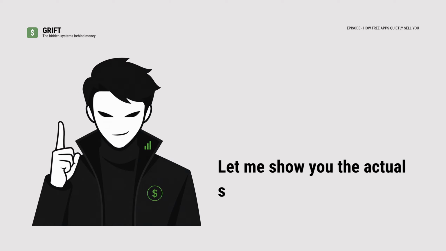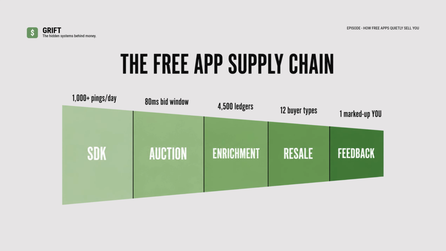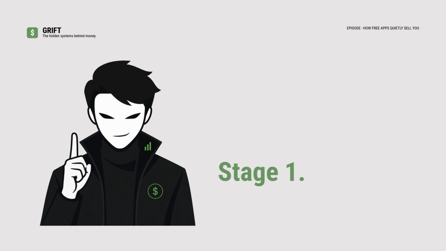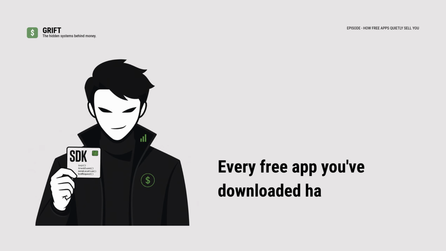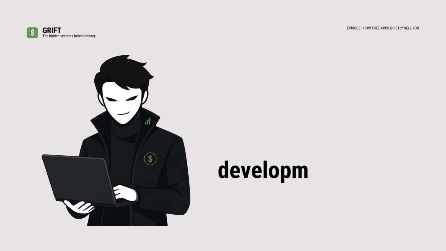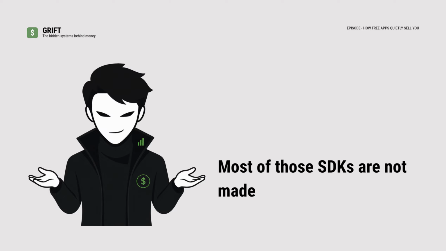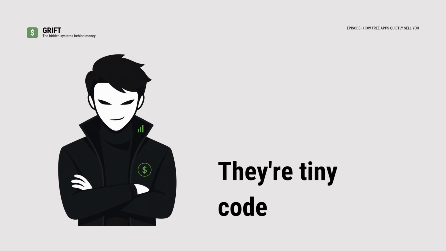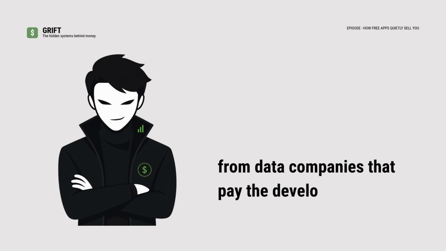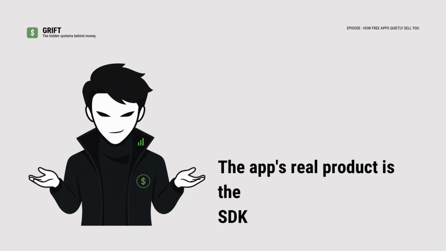Let me show you the actual supply chain. 5 stages, each one extracting a different cut. Stage 1, the SDK. Every free app you've downloaded has between 3 and 40 software development kits embedded inside it. Most of those SDKs are not made by the app maker. They're tiny code modules from data companies that pay the developer to be included. The app's real product is the SDK's reach.